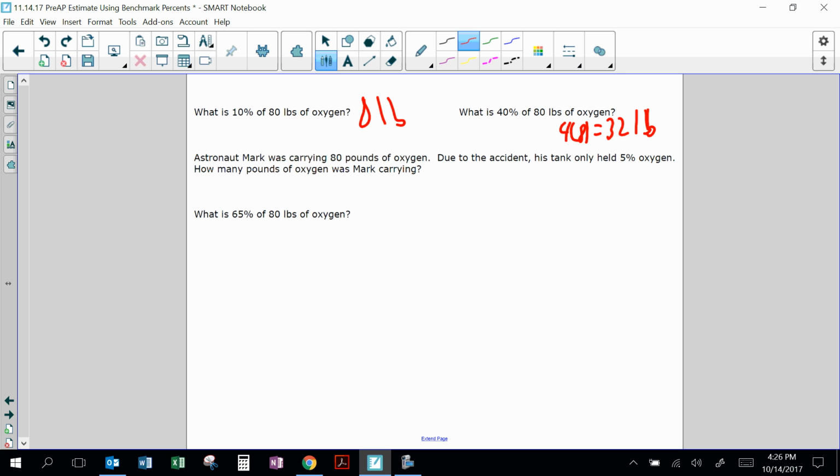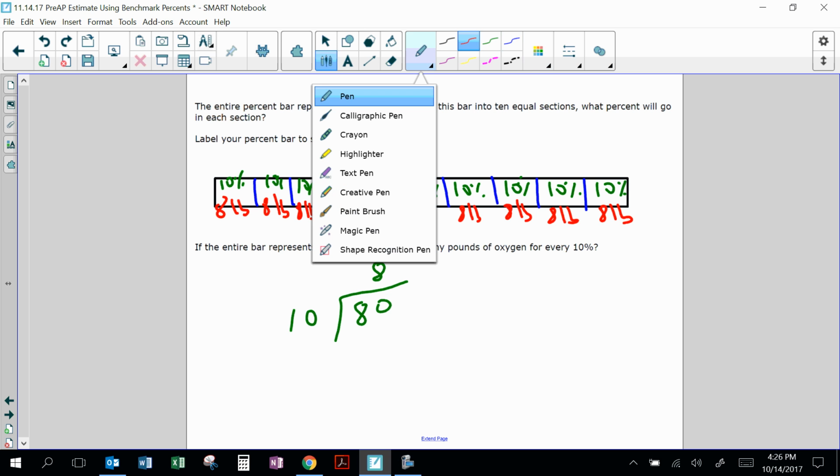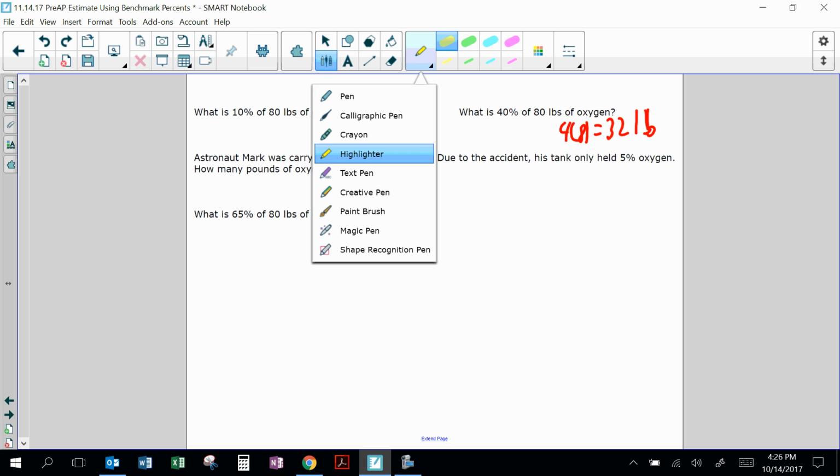Astronaut Mark was carrying 80 pounds of oxygen. Due to the accident, his tank only held 5%. How many pounds is that? Let's see, 5%. I'm going to use my highlight here and show you what 5% means to me. Well, this is 10%, so 5% would be half of this bar. So half of 8 pounds will be 4 pounds of oxygen.